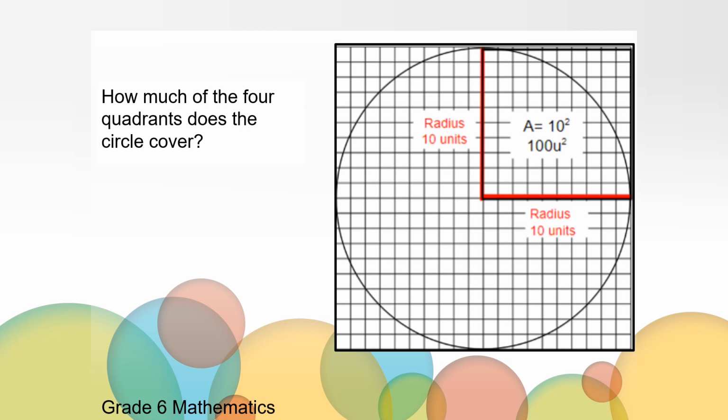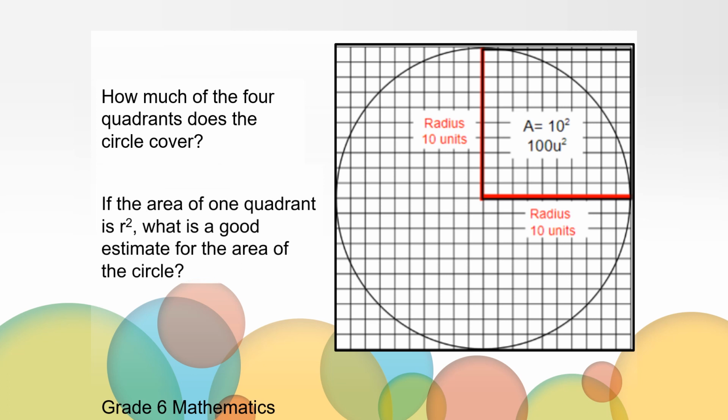You might be thinking that the circle covers most, but not all of the quadrants. So if the area of one quadrant is r squared, what is a good estimate for the area of the circle? You might be thinking, well, I could take the area of one quadrant and multiply it by 4, since there are 4 quadrants. If I took the area of one quadrant, which is 100 units squared, and multiplied it by 4, I would have 400 units squared.